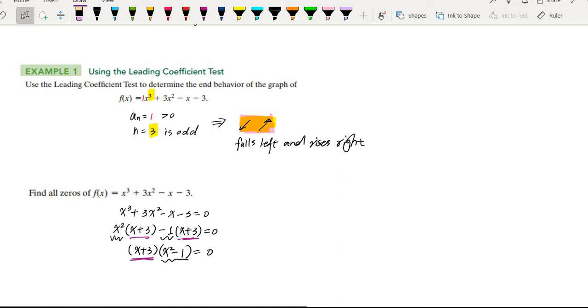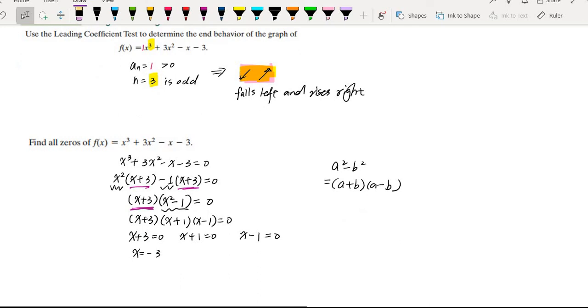Are we done? In this case, we can factor a little bit more. X squared minus 1 is in the a squared minus b squared form, which means I can factor this as a plus b, a minus b. Which means we have x plus 1 and x minus 1 equal to 0. So we solve everything. Finally, we have x equal to negative 3, negative 1, and 1.